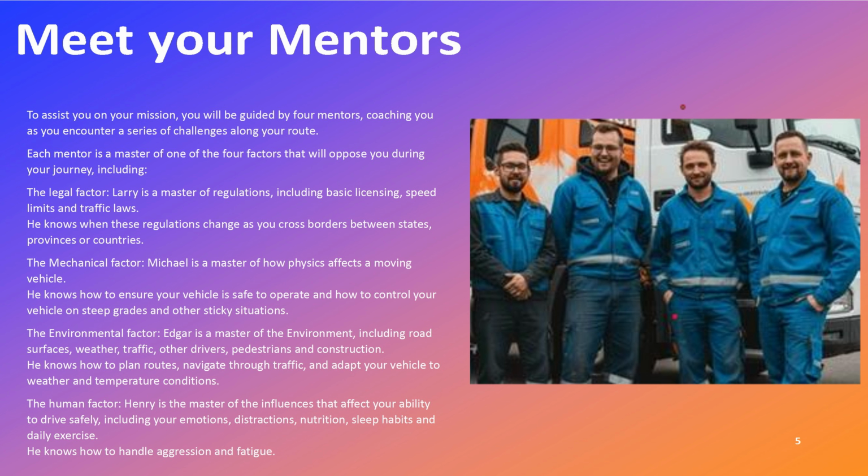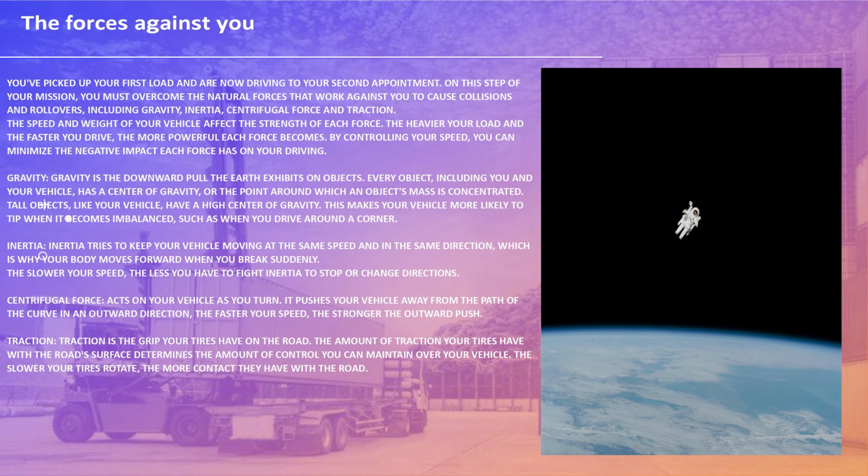Gravity. Gravity is the downward pull the Earth exhibits on objects. Every object, including you and your vehicle, has a center of gravity, or the point around which an object's mass is concentrated. Tall objects, like your vehicle, have a high center of gravity. This makes your vehicle more likely to tip when it becomes imbalanced, such as when you drive around a corner.